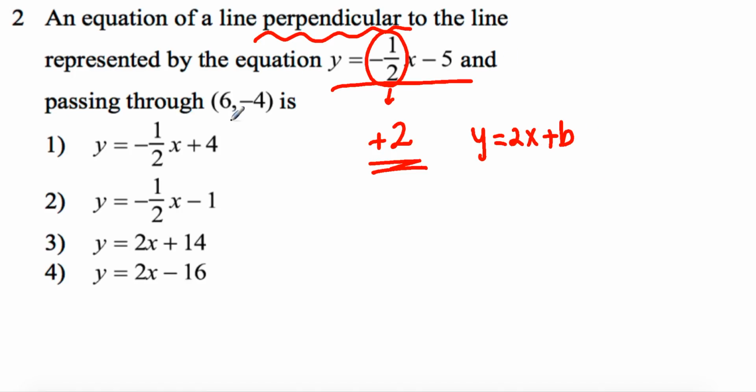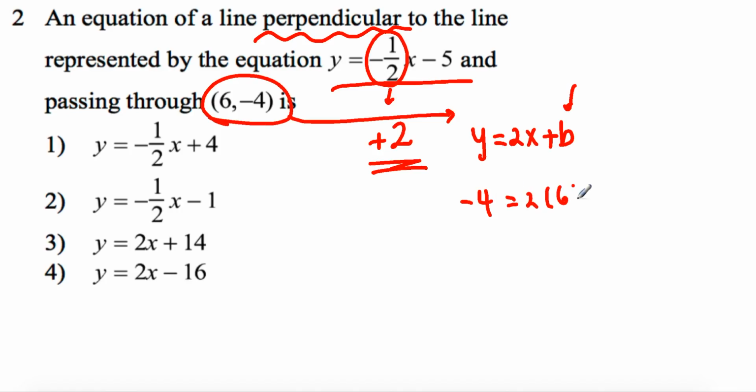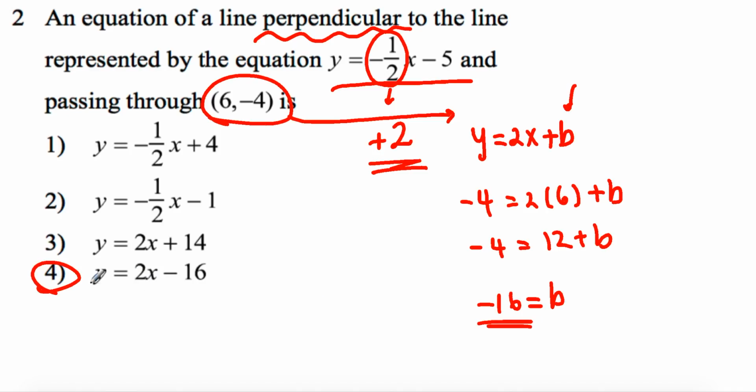But it has to pass through this point. That means I can plug that point in here to figure out the value of b. So negative 4 is equal to 2 times 6 plus b. Now here I get negative 4 equals 12 plus b. When I subtract 12 from both sides, b will be equal to negative 16. So therefore, choice 4 becomes our correct answer.